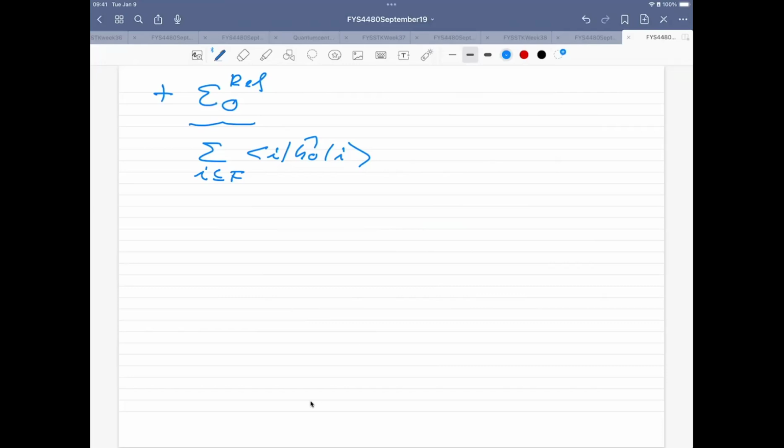So the thing which we're going to do now is actually to look at the two-body interaction.